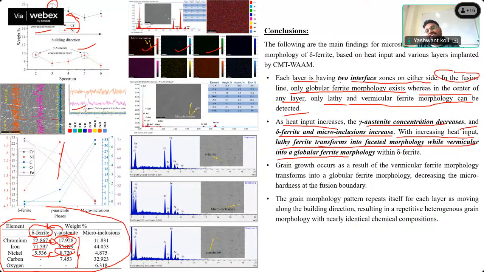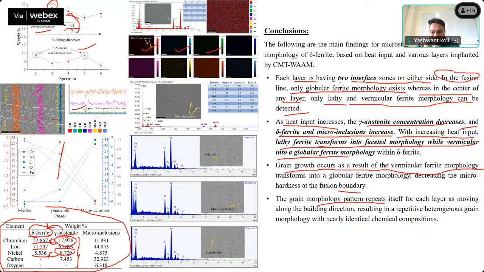That is detrimental to the mechanical properties, so we have to keep the heat input within limits. We don't have to increase it too much, otherwise globular ferrite morphology increases, the mechanical properties or strength-related data will be reducing, and ductility can be increased. So that we have to check. Grain growth occurs as vermicular ferrite morphology transforms into globular ferrite morphology, decreasing the microhardness at the fusion boundaries. So grain boundary patterns repeat themselves, and every layer has a similar grain structure.